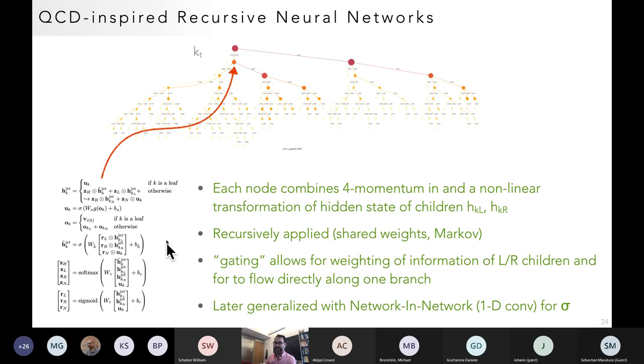So this is just details about the recurrent architecture that we used. Since Kyunghyun Cho was involved, we used a gated recurrent unit, sort of like an LSTM or a GRU. We used a GRU type architecture in here, and then more recently, together with Sebastian Macaluso, we extended the nonlinearity here to include a one-D convolution or a network-in-network architecture. These are all kind of details.